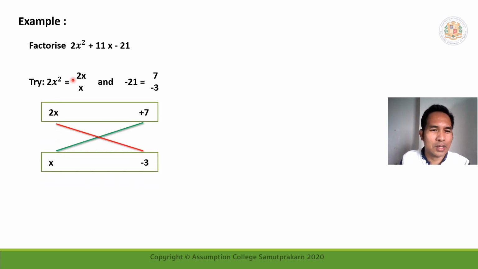So we'll have here first 2x plus 7 and x minus 3. So multiply 2x and x, we have 2x squared. Multiply this one, 7 and negative 3 is negative 21. Now, we'll find the middle term. Red is 2x times negative 3, which is negative 6x. And the green one is 7 times x, which is 7x. Now you add: 2x squared, and this one is x, minus 21.